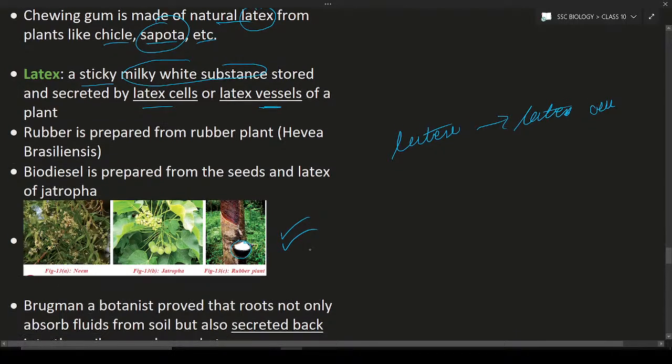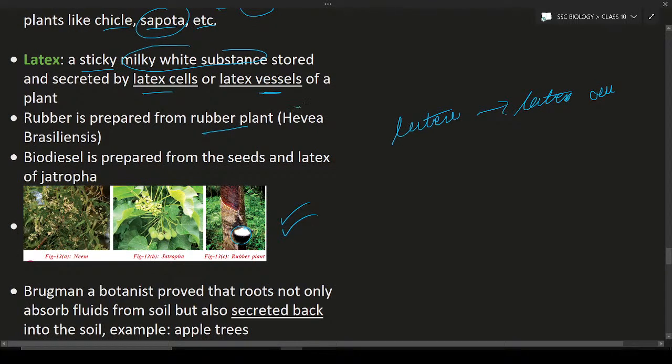Here the rubber is prepared from the rubber plant. The rubber plant name is Hevea brasiliensis. It is a plant that produces the latex. Not only that, biodiesel is prepared from the seeds and also the latex of Jatropha. The seeds of this Jatropha plant are used to produce biodiesel. Biodiesel comes from nature. This diesel is produced by a natural process, not from petroleum products. In petroleum processing, the crude oil and so on is used. We are not producing in that manner. We are producing diesel from Jatropha in a natural process. From the natural plant we are extracting the biodiesel.